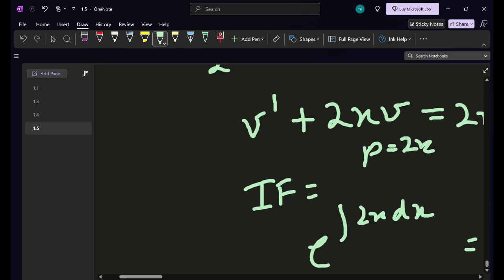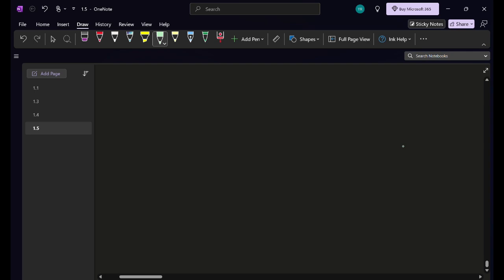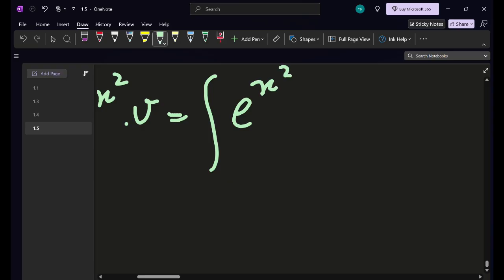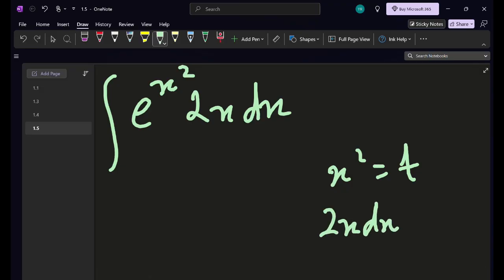Now writing it like we did, previously there used to be y over here, so we used to multiply the IF with y, but here we have v, so we will be multiplying it with v. So e^(x²) times v is equal to the integral of e^(x²) 2x dx. Now let's take x² equal to t, so that it is easier for us to solve, and then 2x dx is equal to dt.